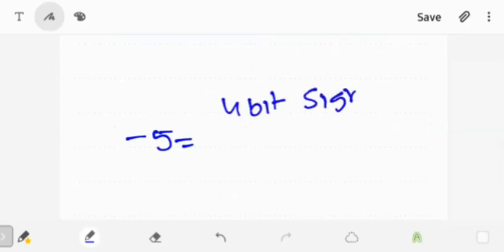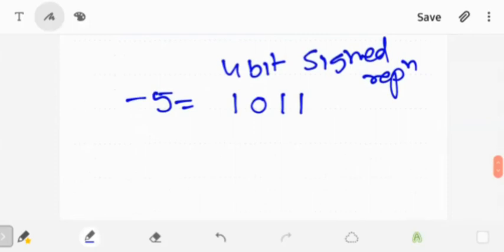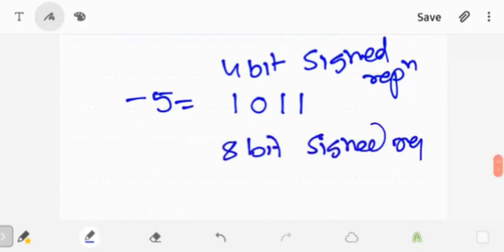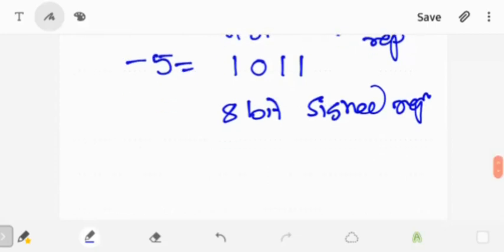signed representation. I guess yesterday's quiz also you might have got a question. Minus 5 in 4-bit signed representation, what will be the answer? It is 1011. Is it clear to all of you? Yes, sir. 1011. So if you represent using 8-bit signed representation, what will be the answer? What I told yesterday, 1011. Whatever is there in the signed bit, just increase them 4 times: 1111.